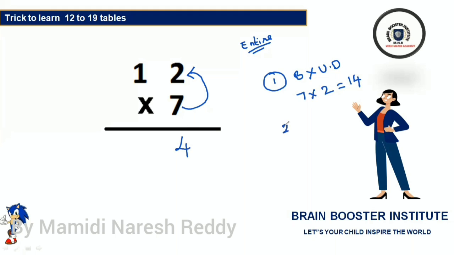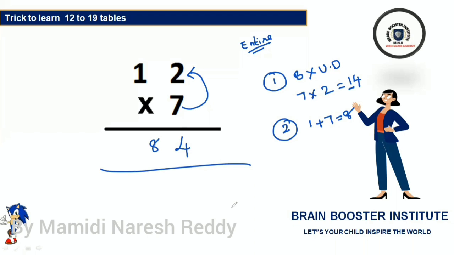And step 2. Almost we have completed this step, my dear friends. In the result place, we have written only the unit digit. Then what is the rest of the digit? That is 1. The rest of the digit, please add with the bottom number. So the rest of the digit is 1 and the bottom number is 7. By adding 1 and 7, we get 8. That's it. This 8, please write beside the 4. So 84 is your answer.